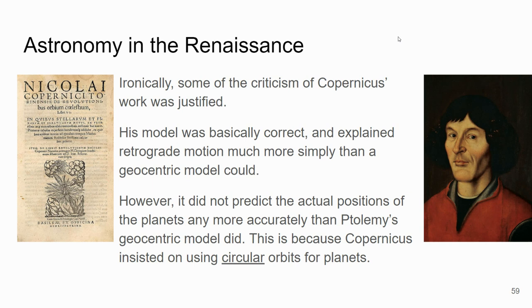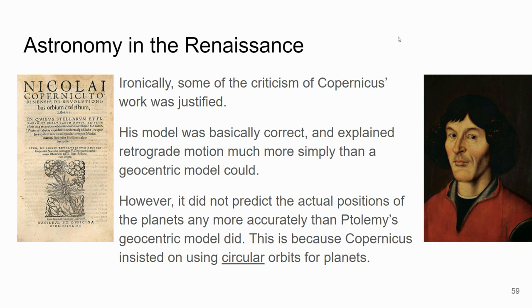So the geocentric models all had epicycles and crystalline spheres and all kinds of crazy complexity in order to get them to agree with observation. So Copernicus's heliocentric model was much simpler. However, it wasn't actually any more accurate than Ptolemy's model. So why was it not more accurate?